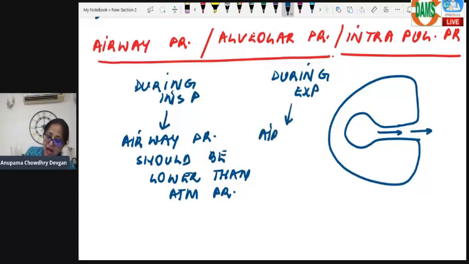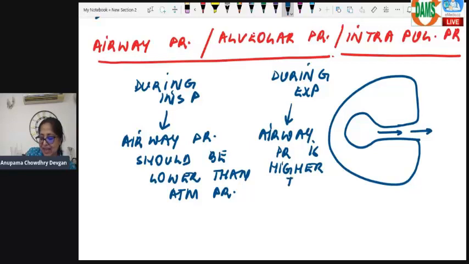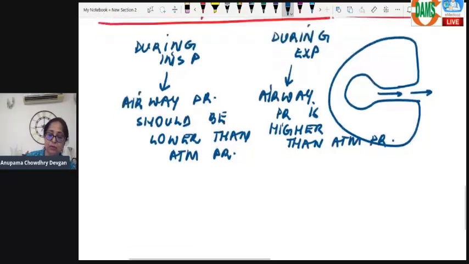During expiration, the airway pressure is higher than the atmospheric pressure, because only then will the air go from inside to outside the lungs. This is a very basic principle, because air always moves from higher to lower pressure, from an area of higher pressure to an area of lower pressure.